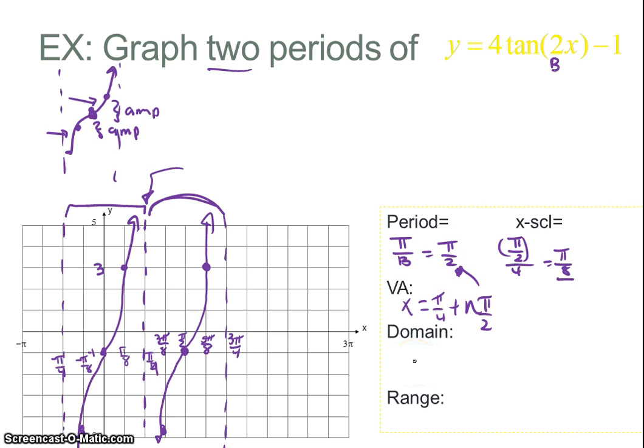Okay, so now I'm on to the domain. For the domain, I'm going to look at that it's all real numbers except for where it's undefined, which is at the asymptote. So it's all real numbers except at x equals pi over 4 plus n pi over 2. And the range goes from minus infinity to infinity, which is all real numbers. Okay, so let's go on to the next one.